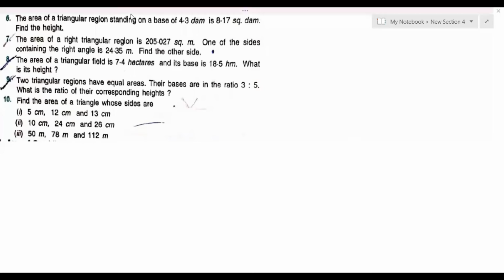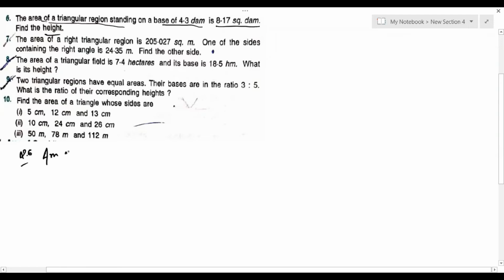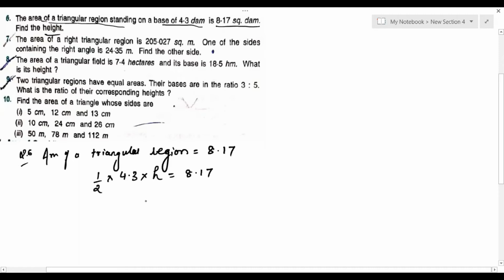Find the height of a triangular region standing on the base. It is given that the area of the triangular region is 8.17 decameter square and the base is given as 4.3 decameter. We need to find the height. So first of all, we will write down what is given to us: the area of the triangular region is given as 8.17 decameter square. And we know the formula half into base, which is 4.3, into height. Height we need to calculate, that is 8.17. Divided by 2 will go to the other side and it will become double.